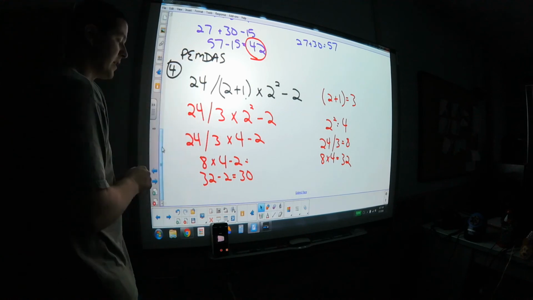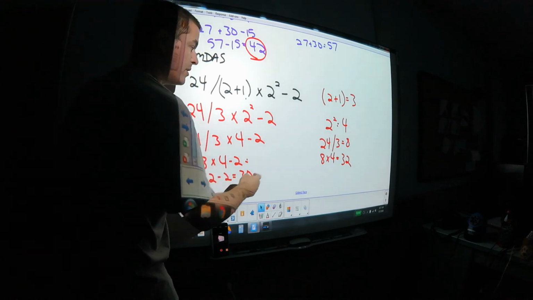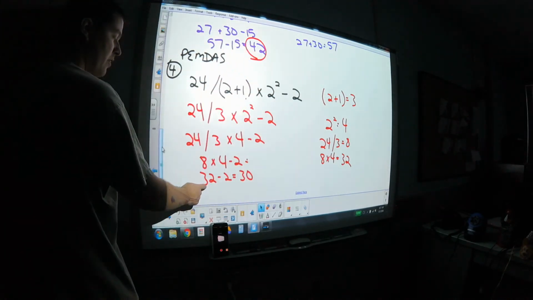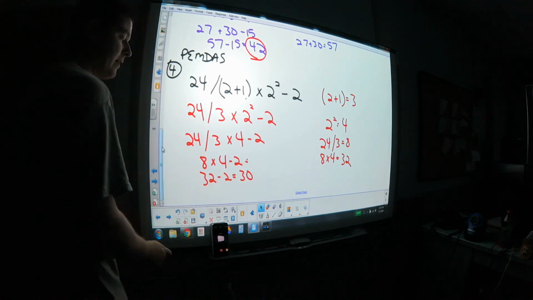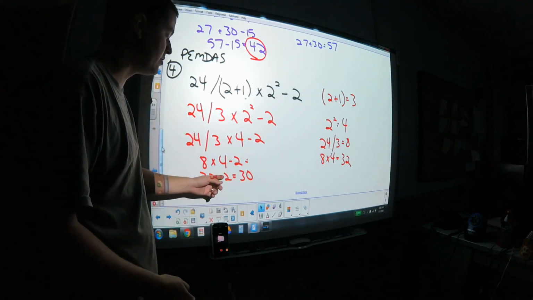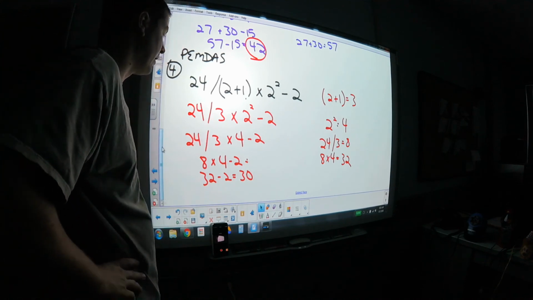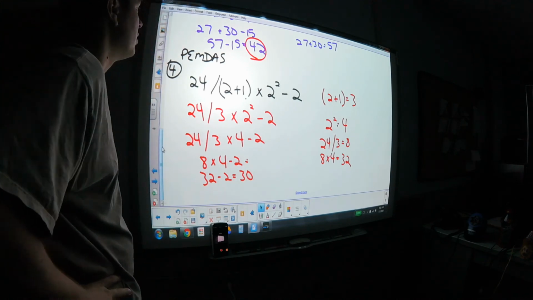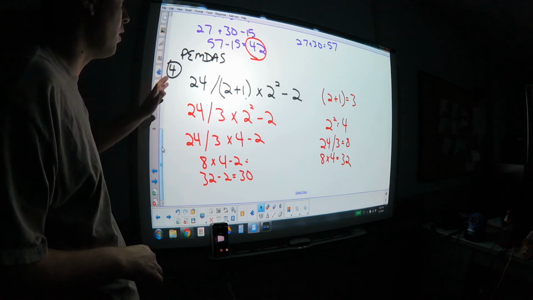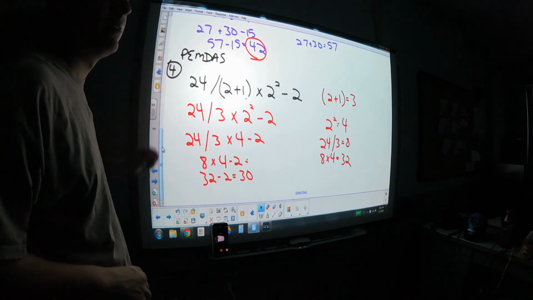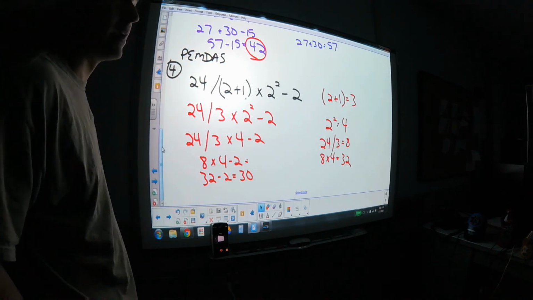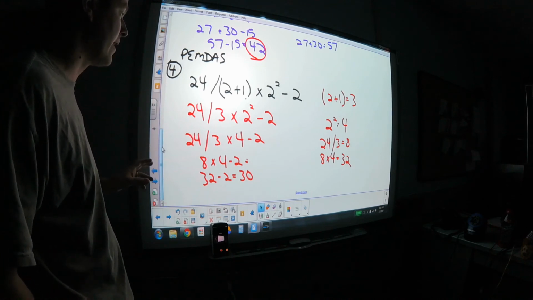Now we're ready for multiplication. 8 times 4 is 32. 32 minus 2 is what's left. And then if you do 32 minus 2, you're going to get 30 as an answer. So you've got to make sure that you are following PEMDAS directly. Because if you don't, you're going to end up with the wrong answer.